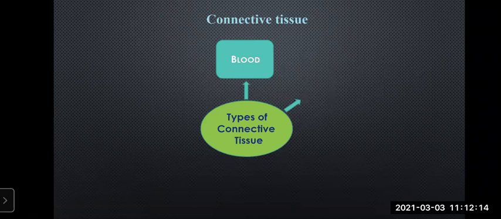Talking about its composition, blood is composed of different types of cells. For example, RBC, which is also known as red blood cells. We all know red blood cells contain hemoglobin pigment, which is known as the oxygen carrier.